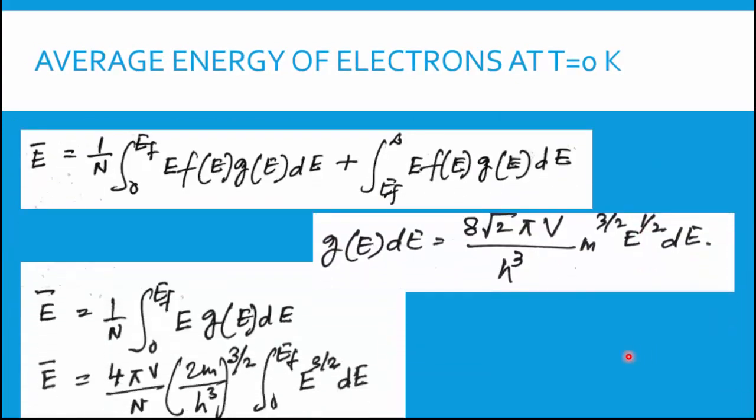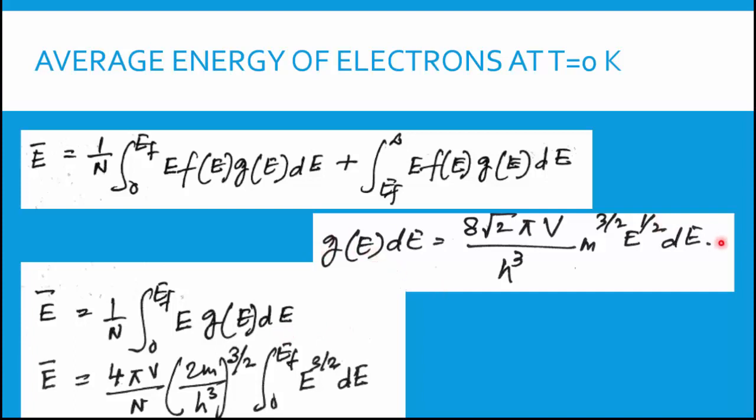Okay. So this part of the integration vanishes, and then in this part of the integration, the value of Fe is 1, because from 0 to EF the value of Fe is 1. So what I have is E bar equal to 1 by n, where n is the total number of electrons, integral from 0 to EF of E into G, because Fe becomes 1, dE.